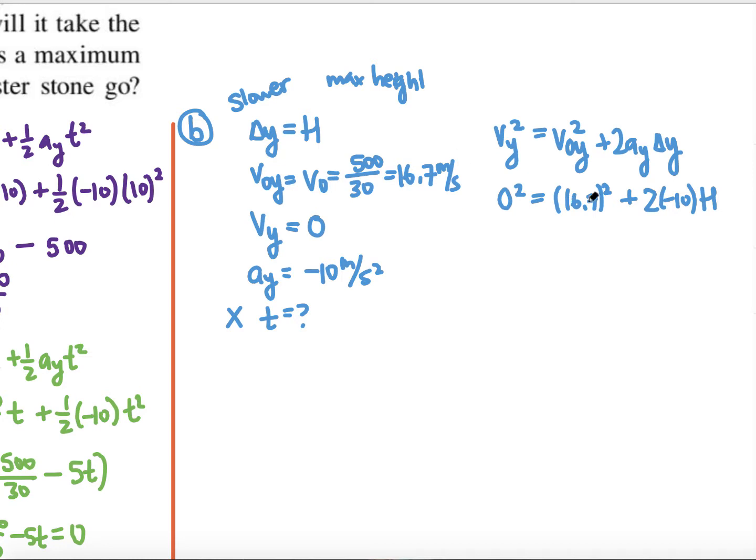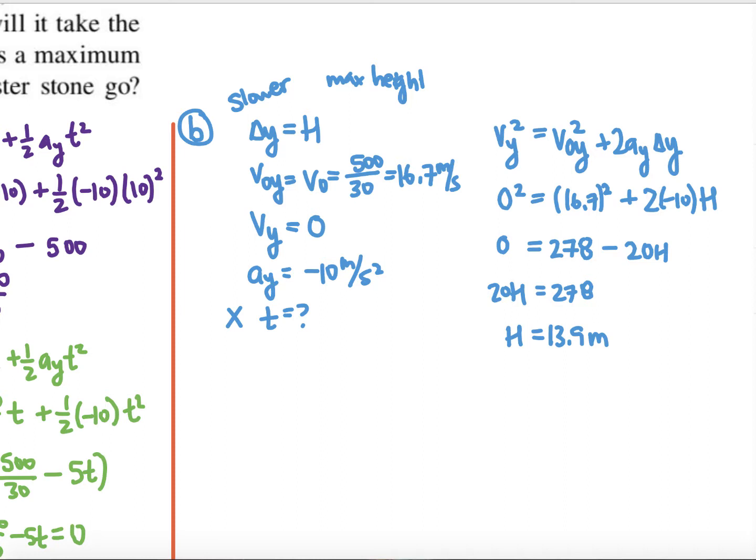I'm actually going to plug in 16.666667 squared, just so you're not confused if I get something slightly different. So this is approximately 278, we'll say, minus 20 times h. So now we're going to solve for h. We add 20h to both sides, equals 278. H is pretty much 13.9, and that's meters. So we've figured out in meters how high the slower rock goes.